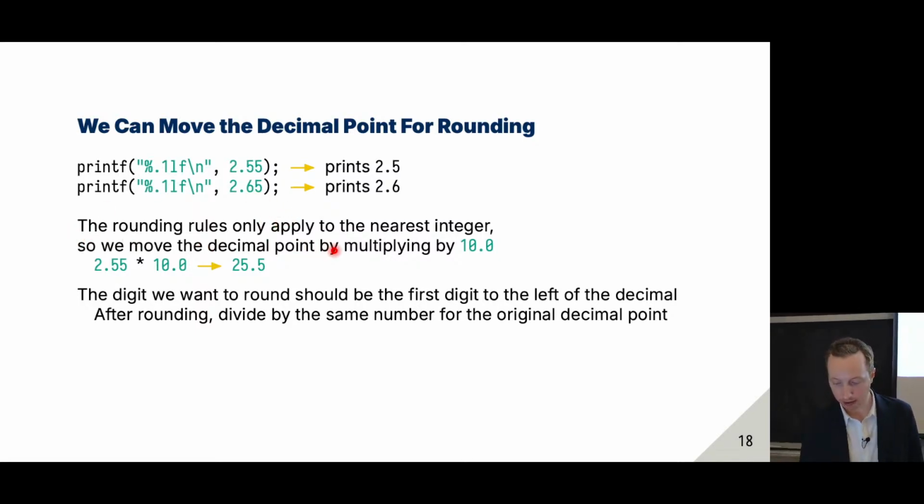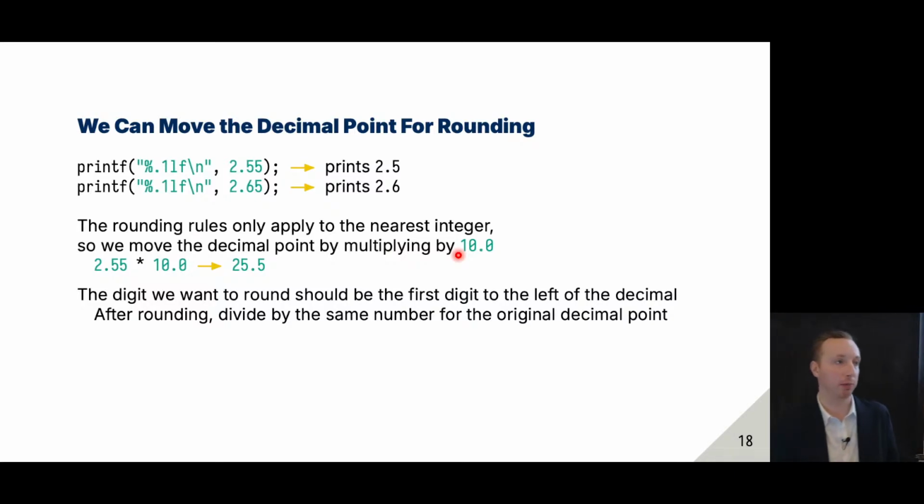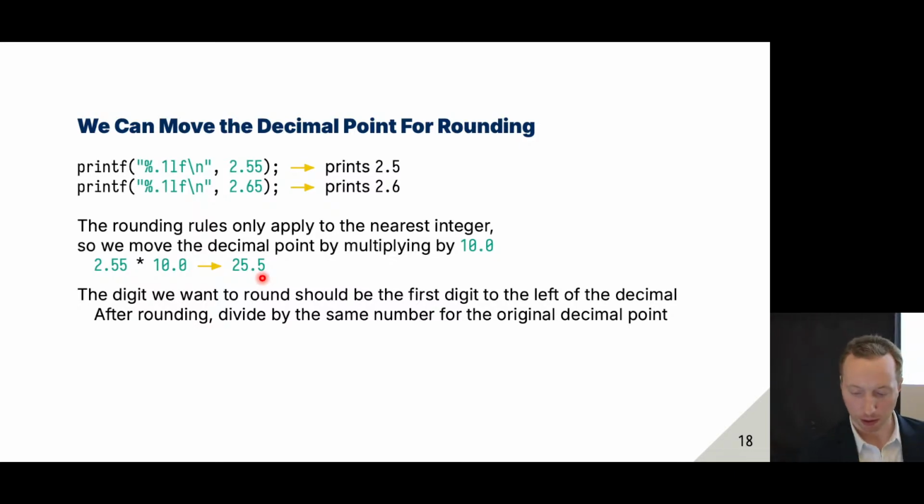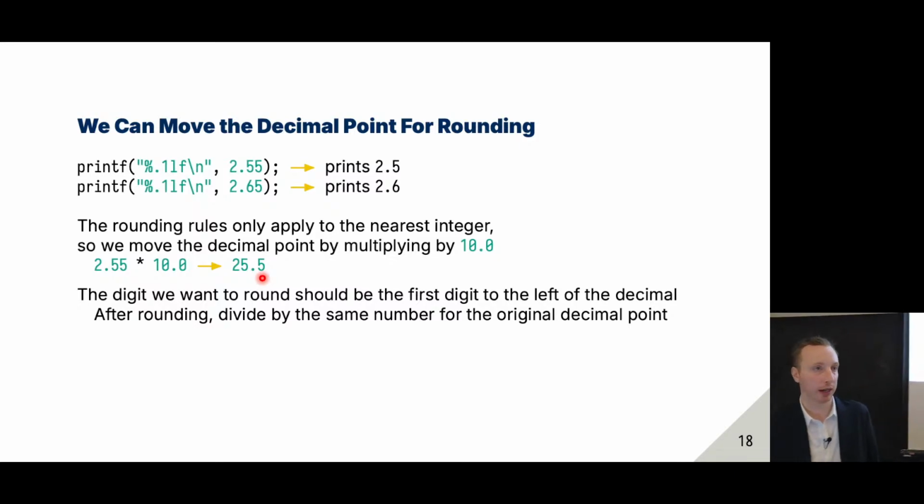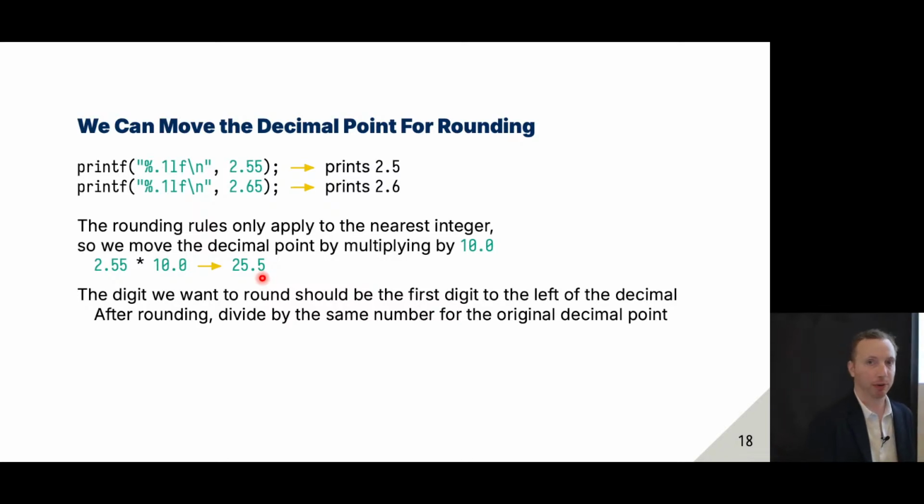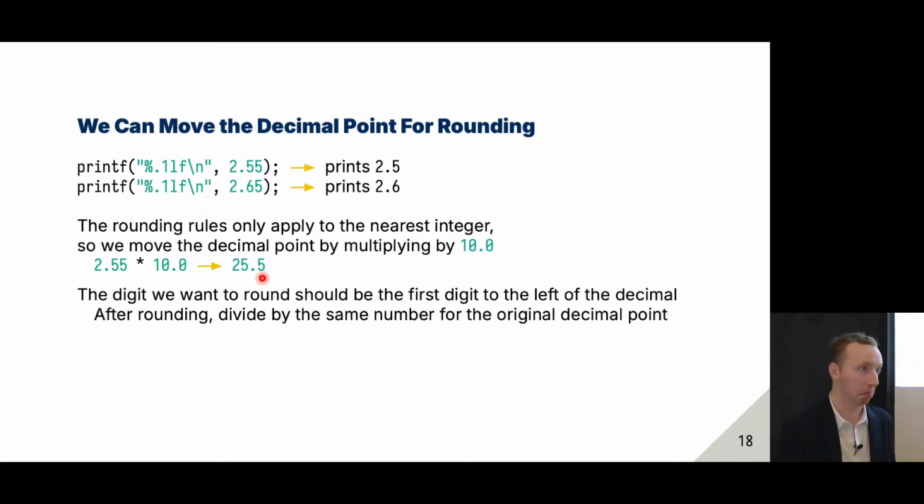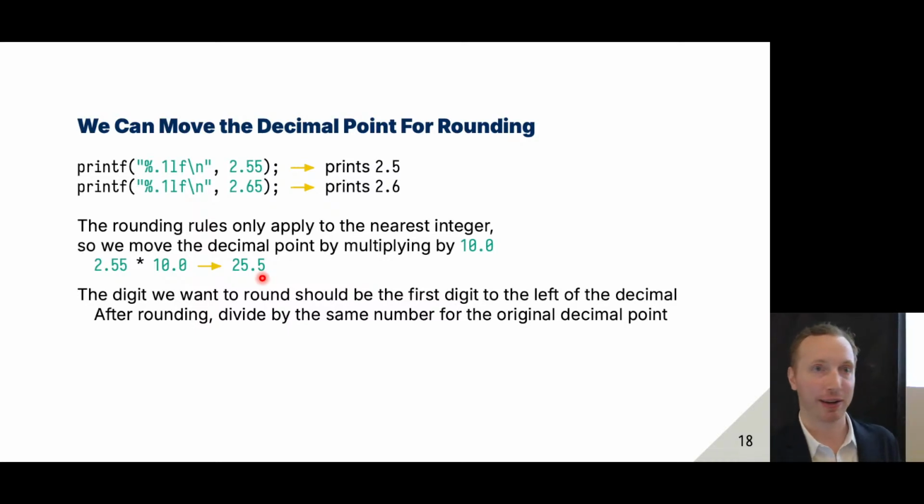I can move that decimal point 1 over to the right by just multiplying that value by 10. So if I take 2.55, multiply it by 10, I get 25.5, and then I can round that value. If I round that value using rint, what does 25.5 round to? 26, right? So that does the proper rounding.